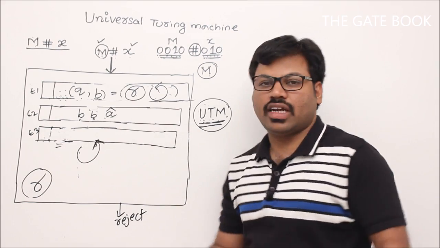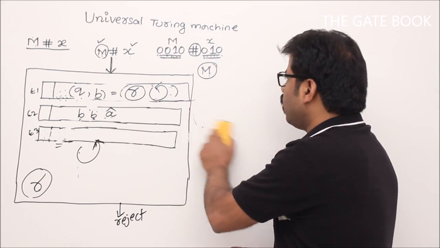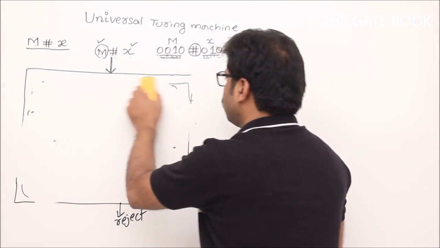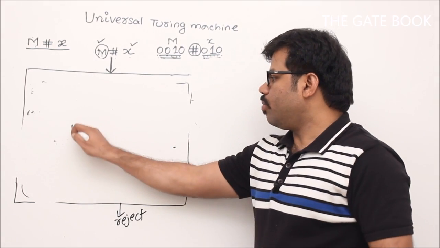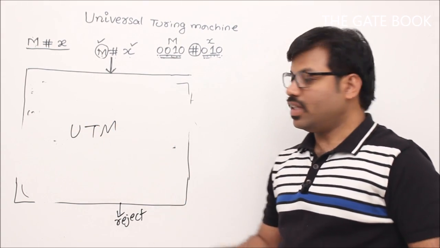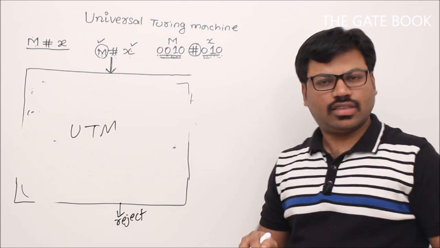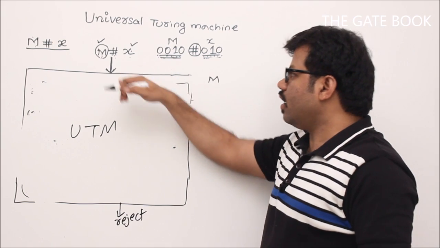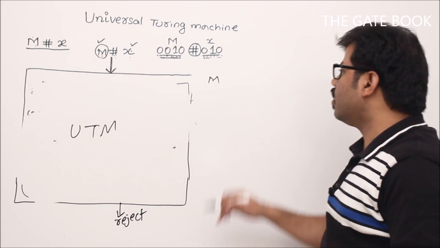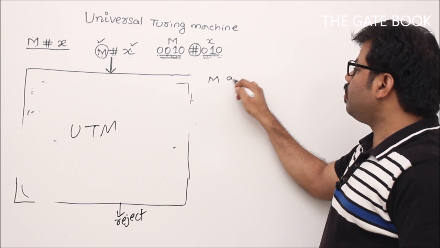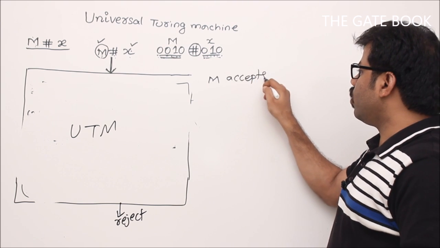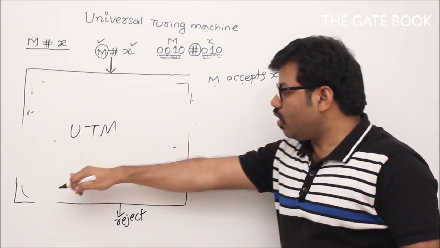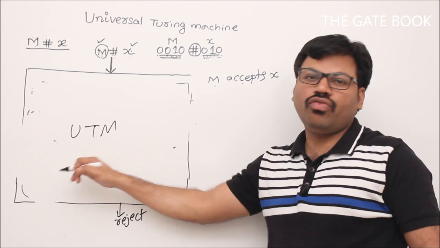So let's try to understand the final behavior of the universal Turing machine. Let's summarize. Your universal Turing machine takes input m hash x, correct? After that it is running x on Turing machine M. If M accepts x after simulation, what is your universal Turing machine doing? It is coming to final state.